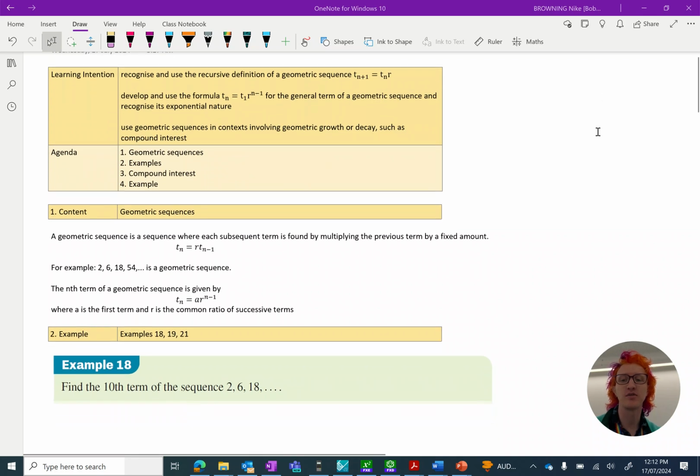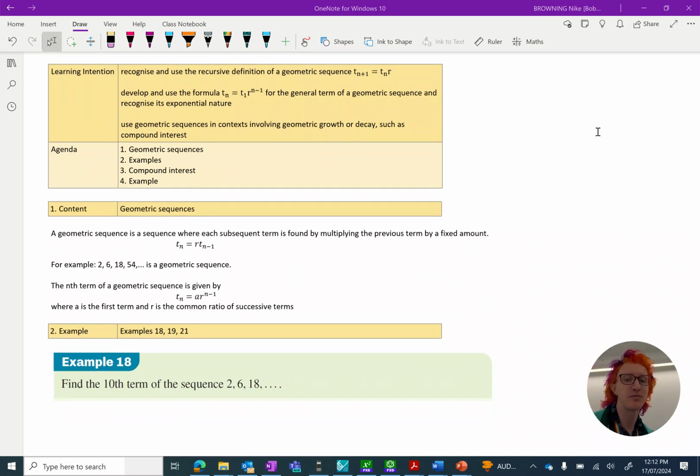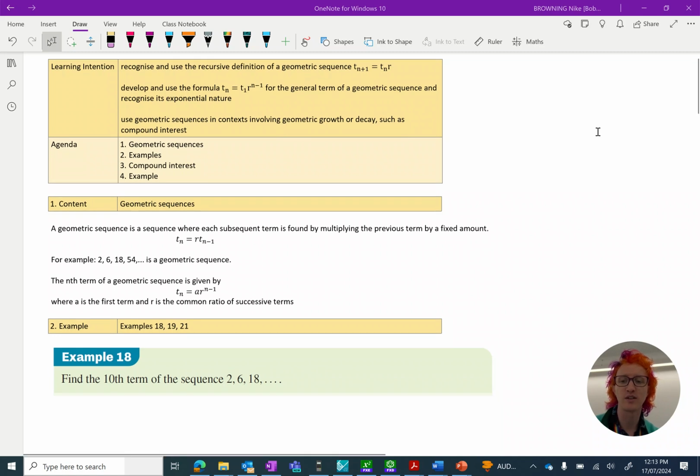So a geometric sequence is a sequence where each subsequent term is found by multiplying the previous term by a fixed amount, i.e. r. So we've got t_n is equal to r times the previous t_(n-1). For example, 2, 6, 18, and 54 is a geometric sequence where it's multiplying by 3 each time. The nth term of a geometric sequence is given by t_n equals a, the first term, times r, the common ratio, to the power of n minus 1.